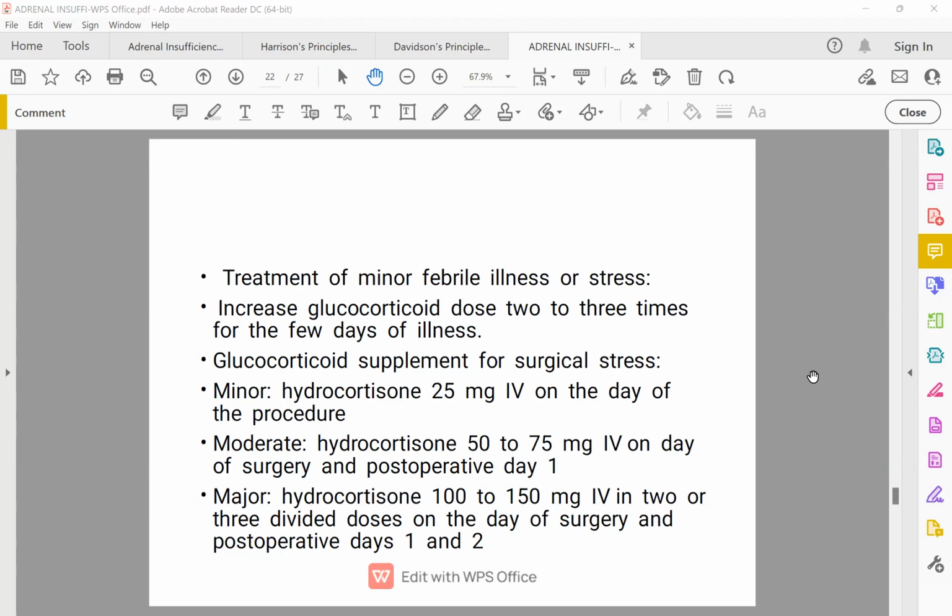For minor things, you give a lower dose. Moderate, you give 50 to 75, and major, you give 100 to 150 milligrams in 2 to 3 divided doses. The idea is we want to overcome the stress, because there is a deficiency of cortisol, and cortisol is a stress hormone. It is a stress burst. Whenever we have stress, cortisol is secreted, and that takes care of the stress. That is why we need to cover periods of stress, like surgery, with the dosages prescribed here. The principle of treatment is we replace the stress hormone when the patient is stressed.